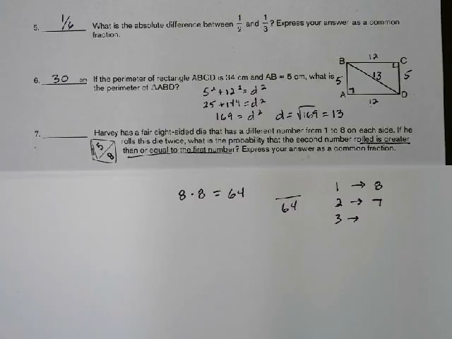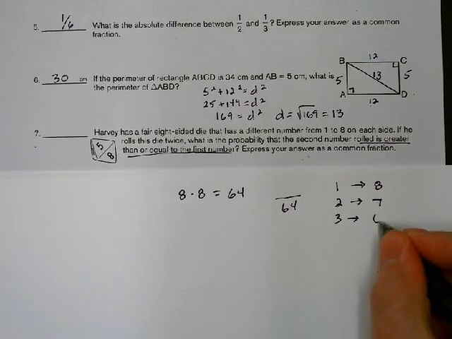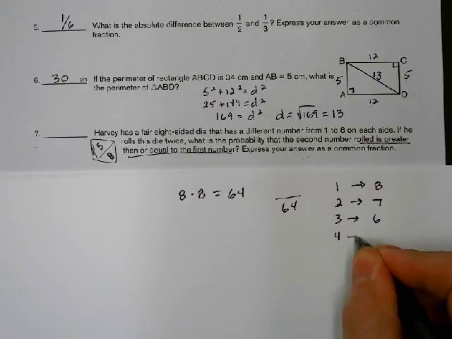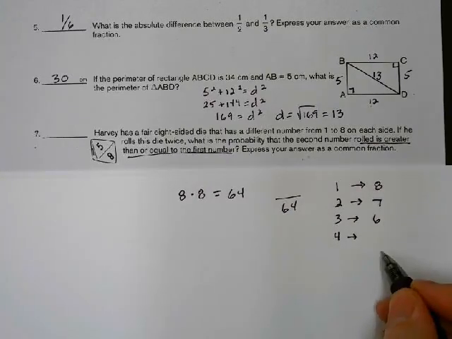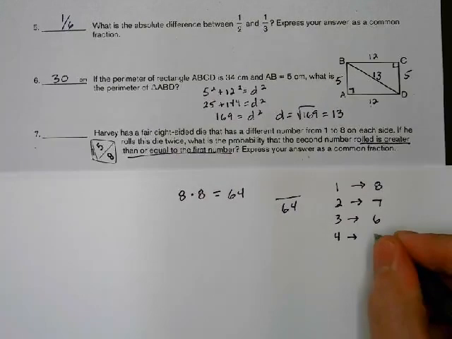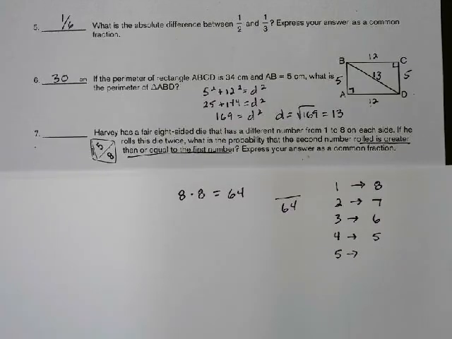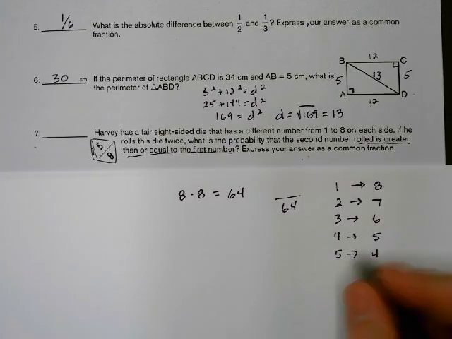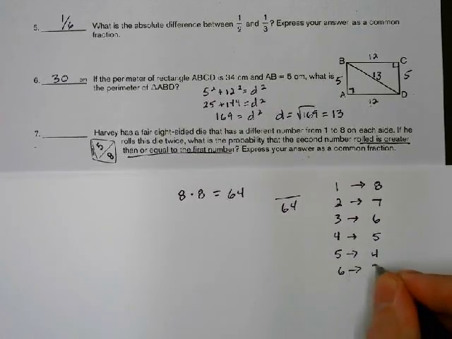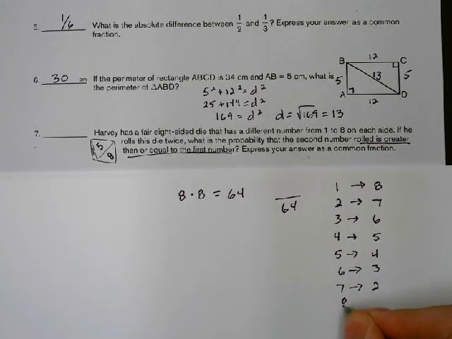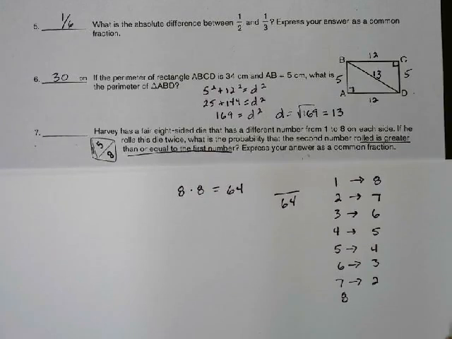That's 6 outcomes. If the first roll is a 4, you see the pattern emerging here? If it's a 4, I could do a 4, 5, 6, 7, or 8. That's 5 outcomes. If I roll a 5, I can roll a 5, 6, 7, or 8. That's 4 outcomes. If I roll a 6, 3 outcomes. 7, 2 outcomes. If I roll an 8, the only way for this to work is for me to roll an 8 on the second one.